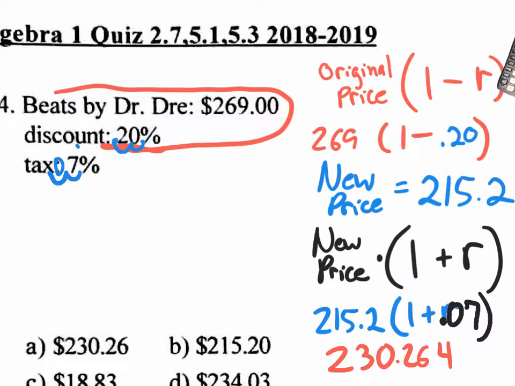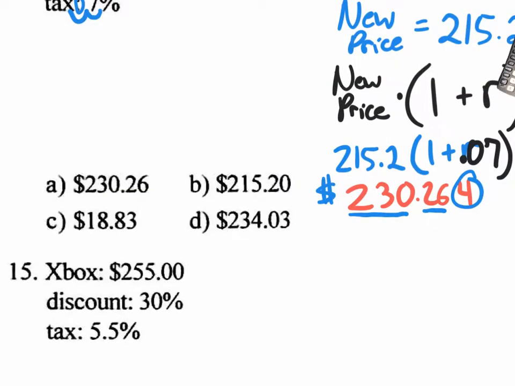If you type it in exactly the way it is on the calculator, you get 230.264. And of course, you need dollars and cents. So you have $230.26, but you have to check and see if the 4 makes it go up or if it stays. And that's going to make it stay. If it were a 5 instead of a 4, it would have gone up to 27 cents, but it's not. So it stays, $230.26, which is option A.